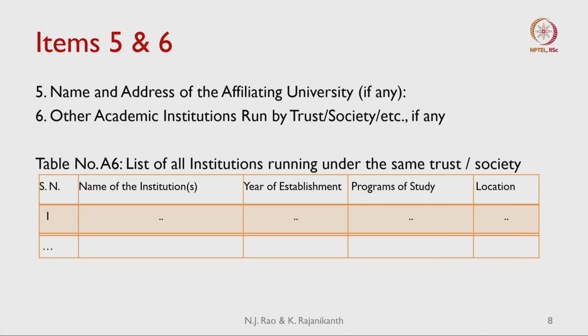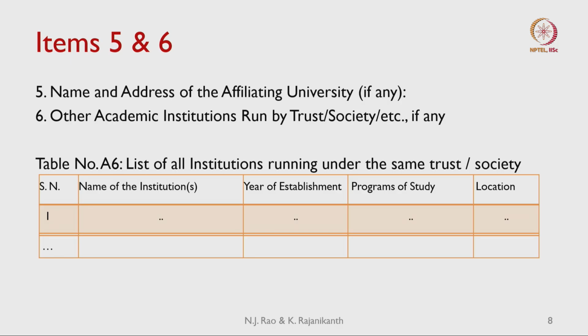Then other academic institutions run by the trust, society, etc., if any, if that is relevant. That is, if the same trust or society is running other academic institutions, these details have to be provided. If you recall, in the earlier units, we mentioned that under criterion 9, when we are talking of the governance issues and budget issues, the committee would like to know the institute-wise planning of the budget in case the trust is running multiple institutes.